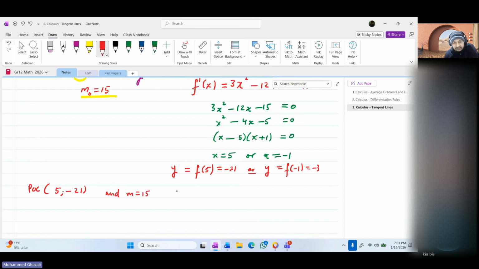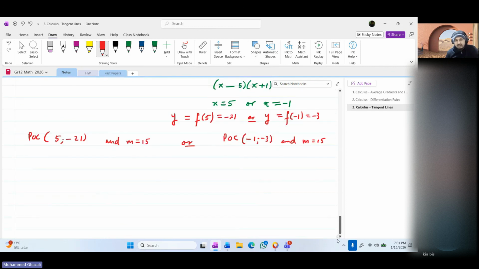So for the second tangent line, the point of contact we have is negative 1 and negative 3, and m is also equal to 15. So we can get the equations of the 2 tangents here.